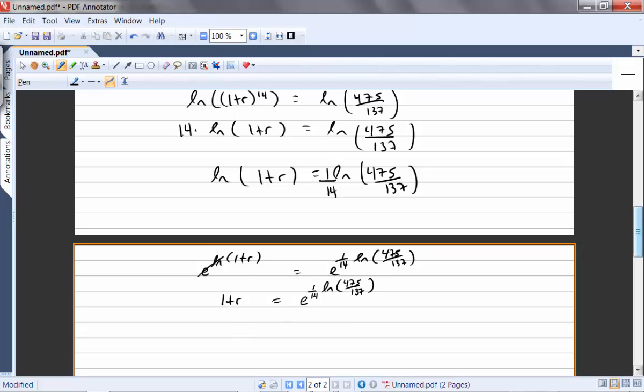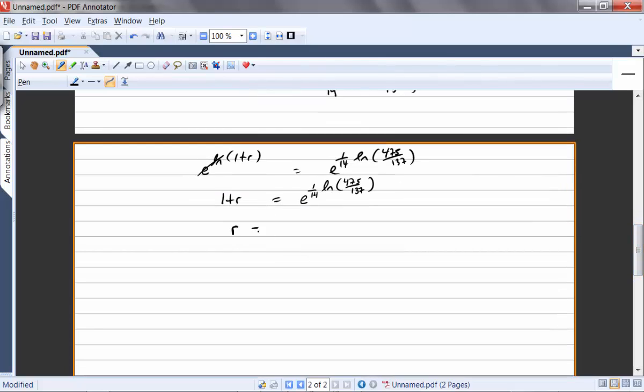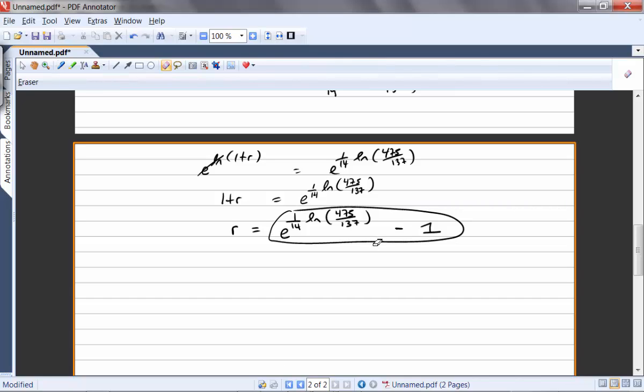And then we're one step removed from finding r. All we have to do is subtract 1 from both sides. And we found the interest rate that you need to be able to get in order for that original equation to work out. So all you have to do is put this into your calculator and you're golden. And if you do that, you're going to find that r is approximately 0.0929, or 9.29%.